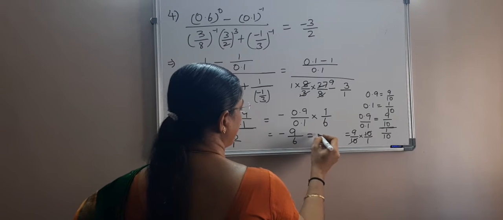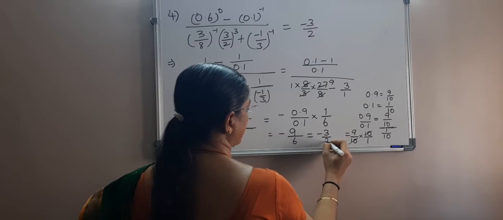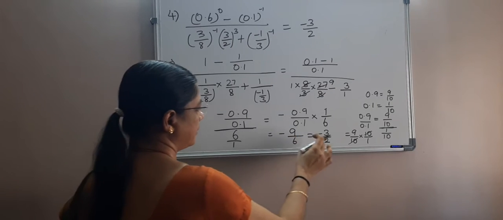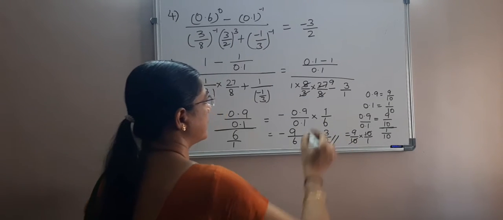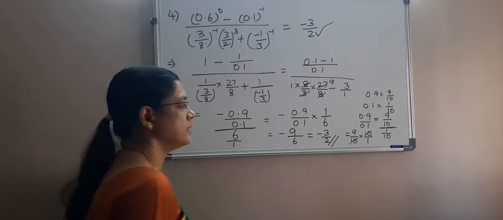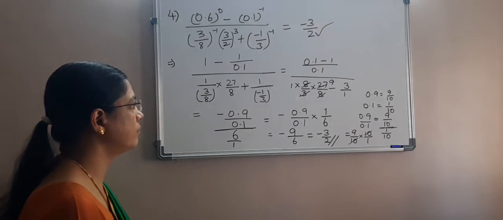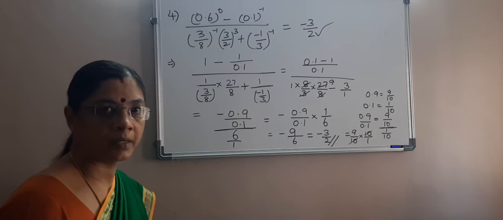So this 9 divided by 6 can get cancelled with 3. 3 3s are 9 and 3 2s are 6. Hence we get minus 3 by 2. So hence proved. So now do you understand how we get minus 3 by 2 by solving the negative exponents?